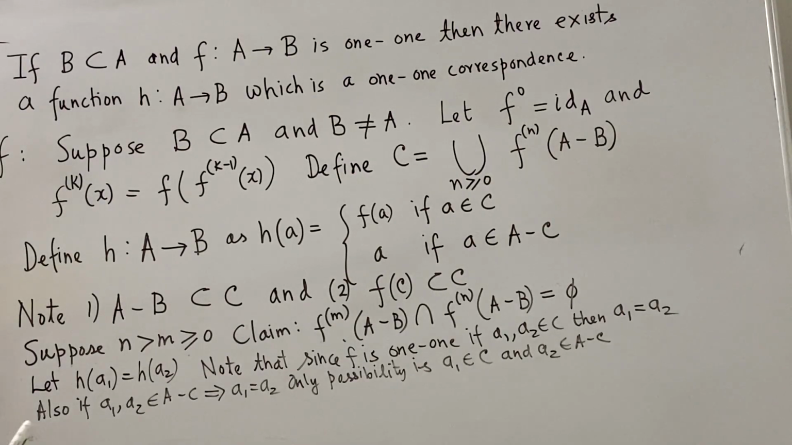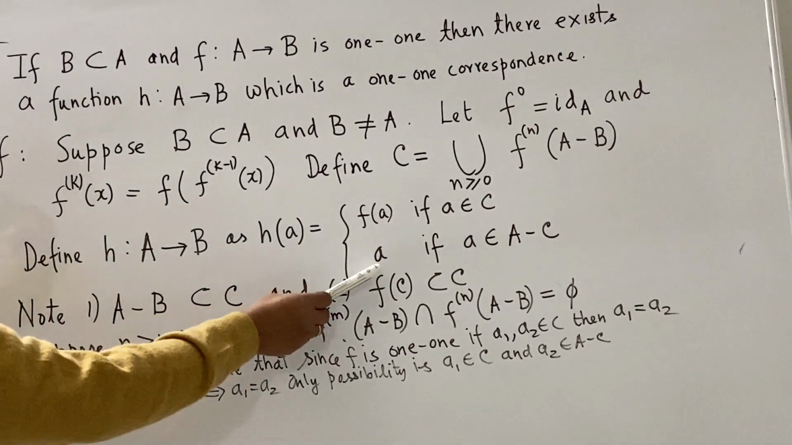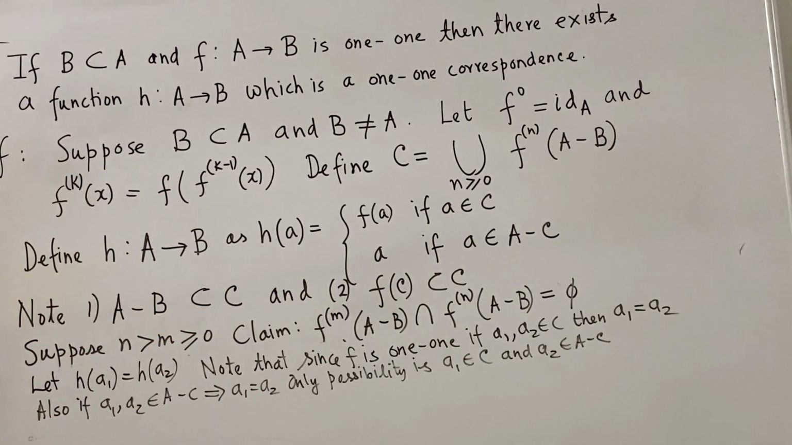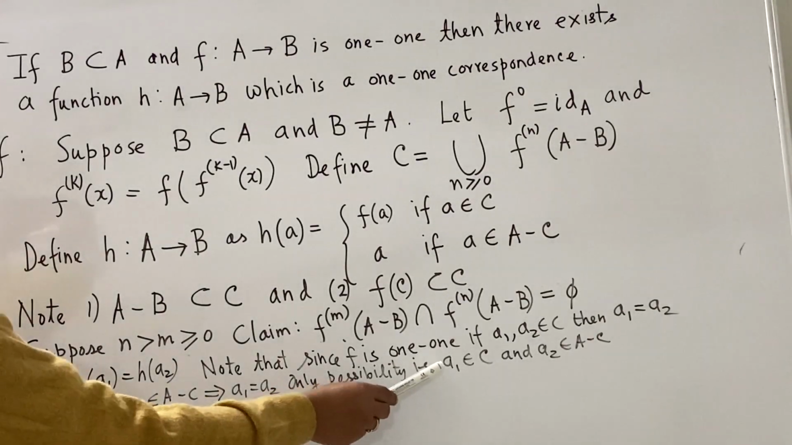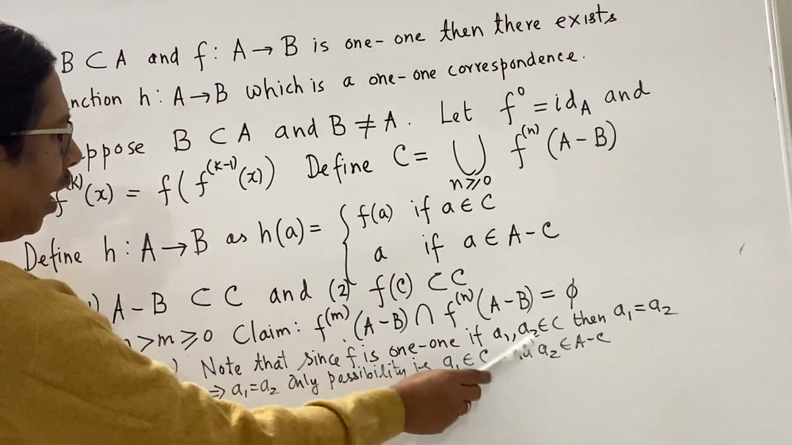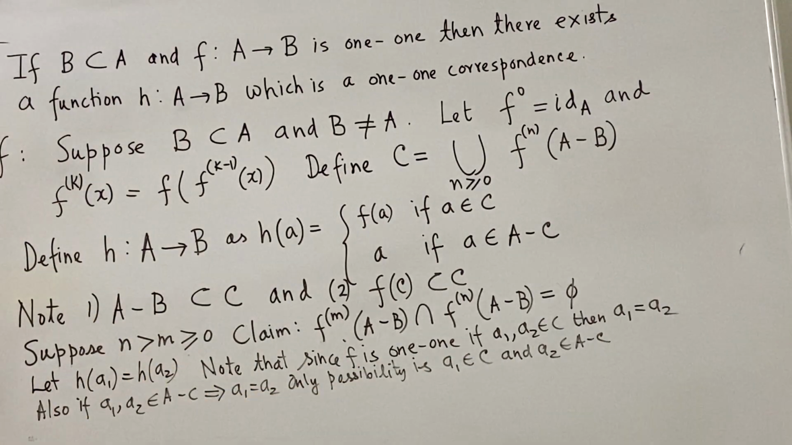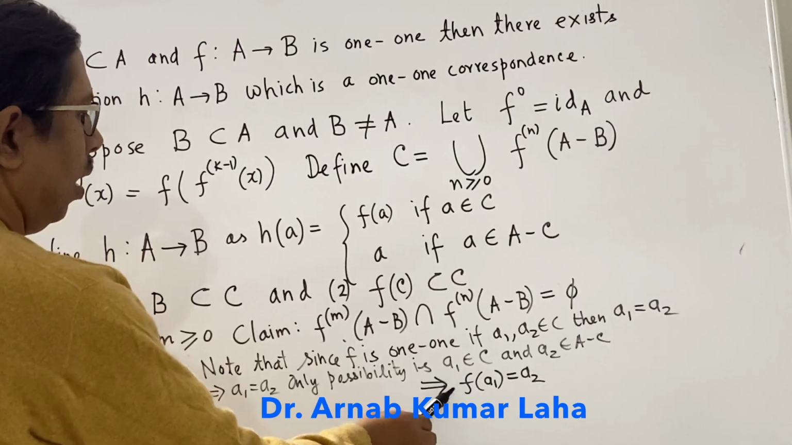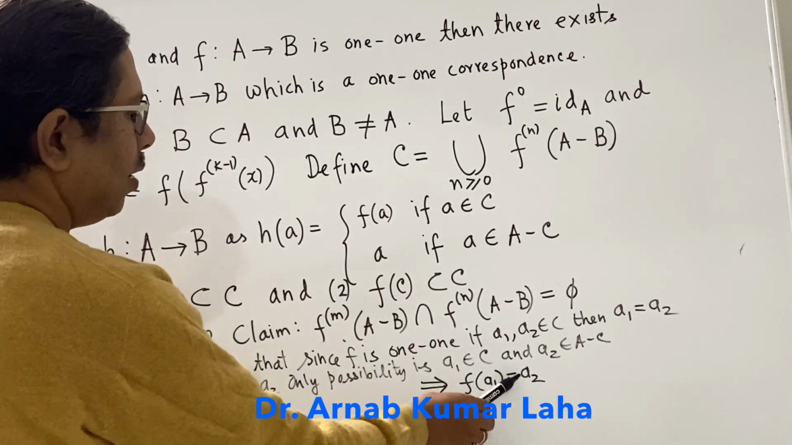Also, if a1, a2 belongs to A minus C, and on this it is just the identity function, then also a1 is equal to a2. So the only possibility for this to happen is that a1 belongs to C and a2 belongs to A minus C. Now we have that f of a1 is equal to a2.